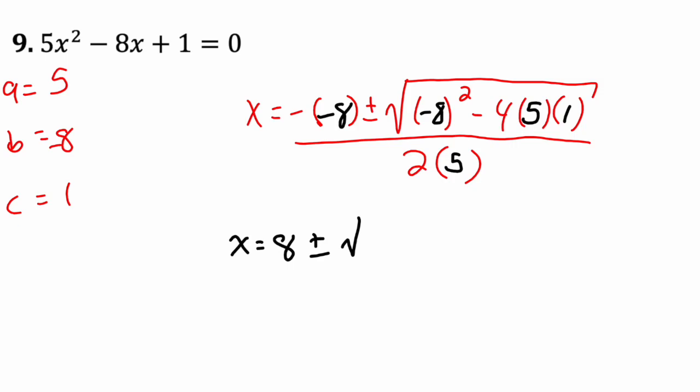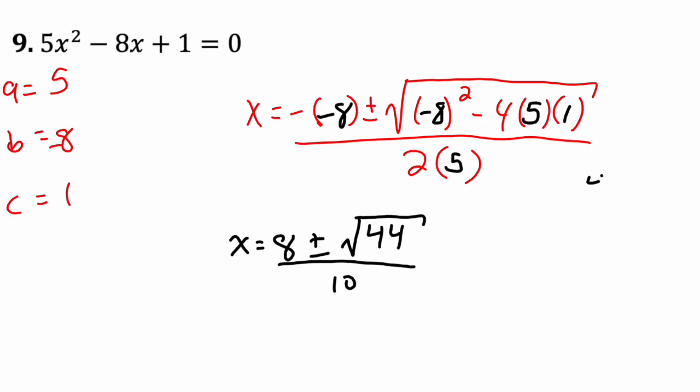We have -8 squared. Make sure you put that in parentheses, because otherwise you'll end up with a -64, and we don't want that. It's going to be a +64 minus 20, so you end up with 44 here. You end up with a 44 under your square root. 2 times 5 on the denominator gives me 10.